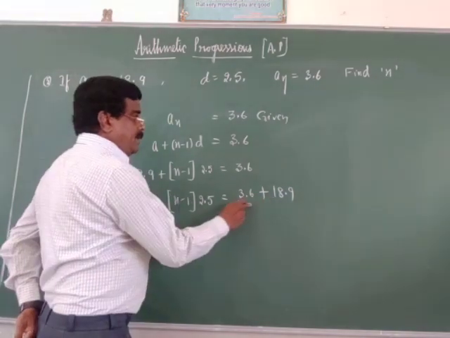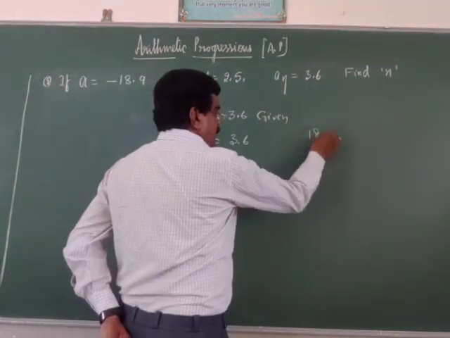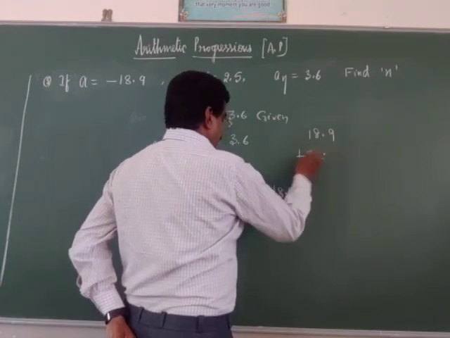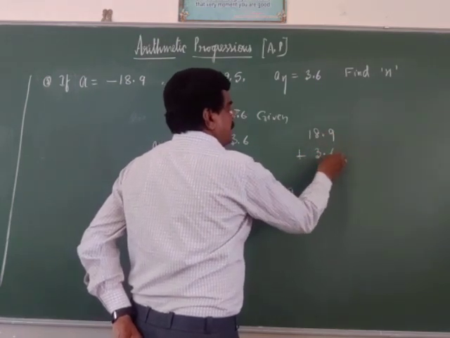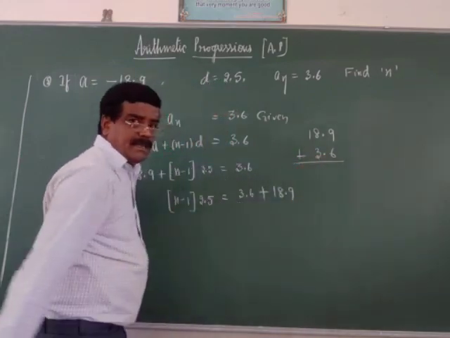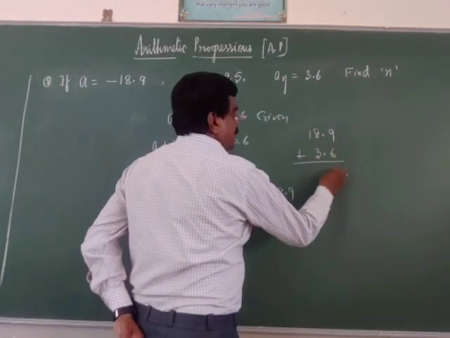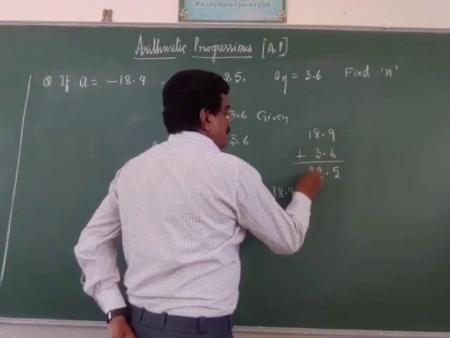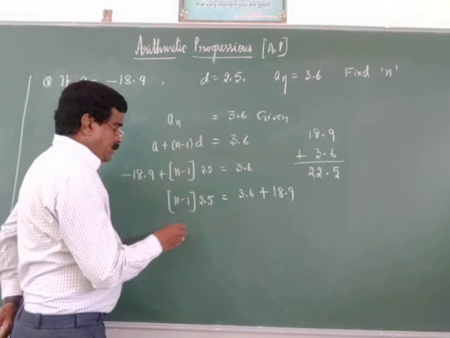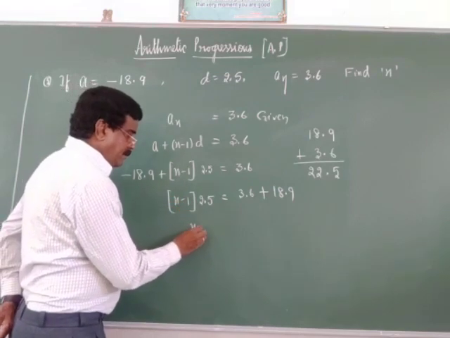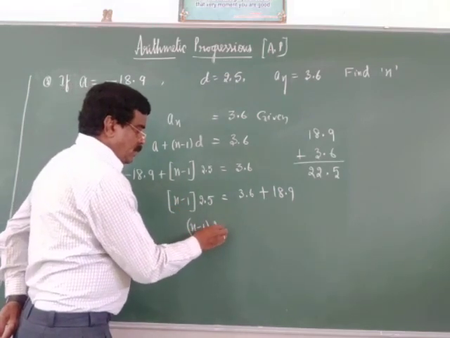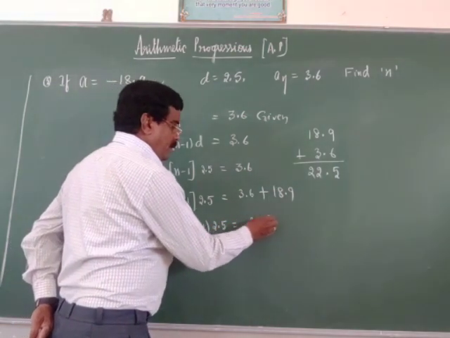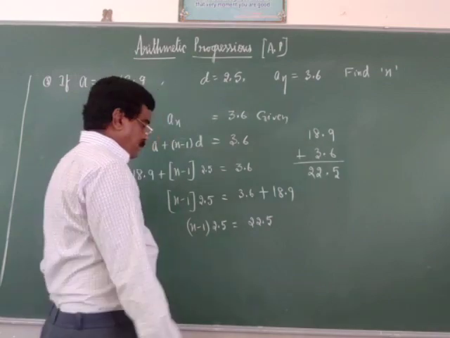And show this addition in the working column. How much are you going to get? 18.9 plus 3.6. Be careful here, don't write as you like. It is 9 plus 6, simple addition. 9 plus 6 is 15, then 8 plus 3 plus 1 is 12, which is 22.5. So n minus 1 into 2.5 is equal to 22.5. The next step, what?